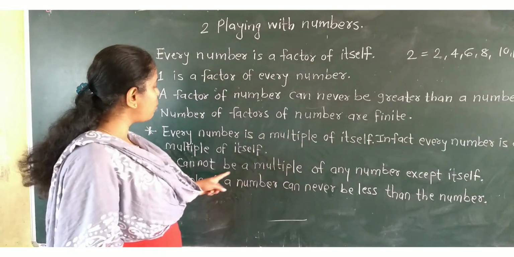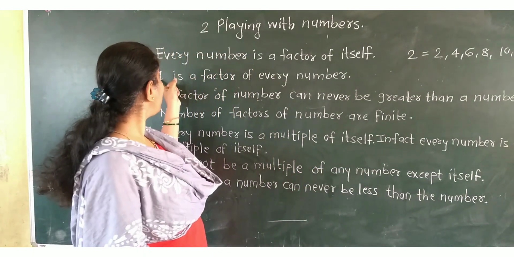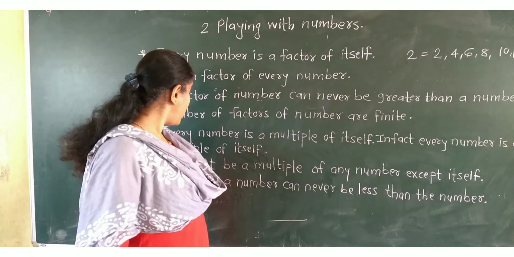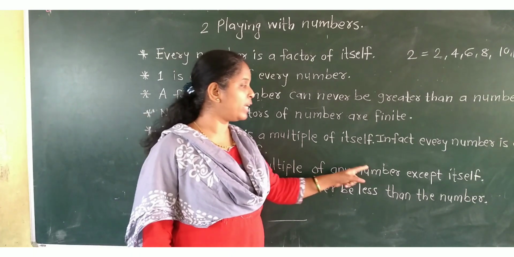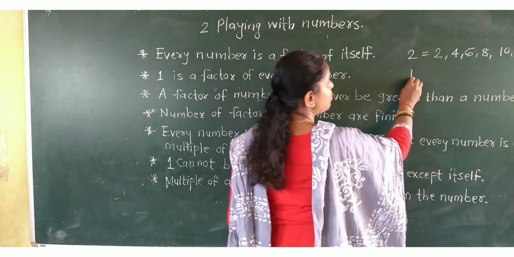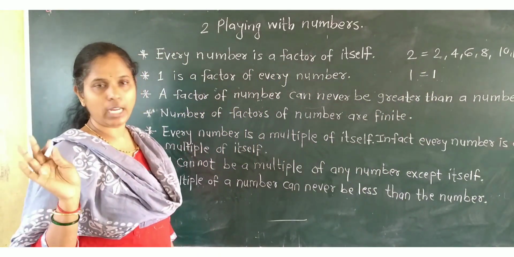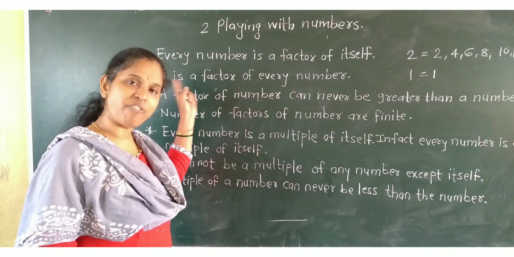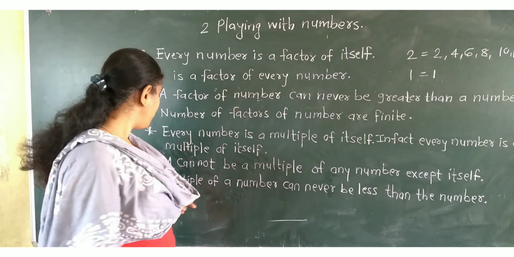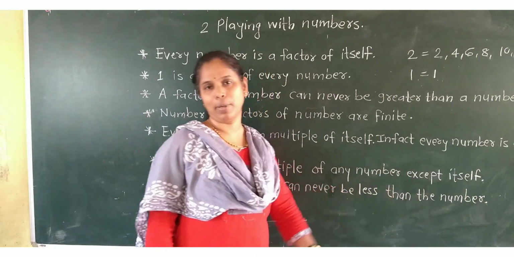Now next, 1 cannot be a multiple of any number except itself. Now see, here we have written 1 is a factor of every number, but 1 cannot be a multiple of any number except itself. 1 can be a multiple of 1 itself. It cannot be a multiple of any other number. It is a factor of whatever given numbers, but it cannot be a multiple. Now next, a multiple of a number can never be less than the number.